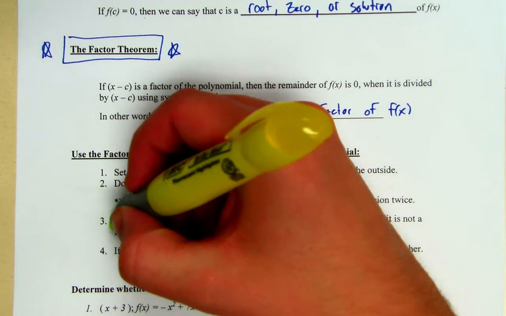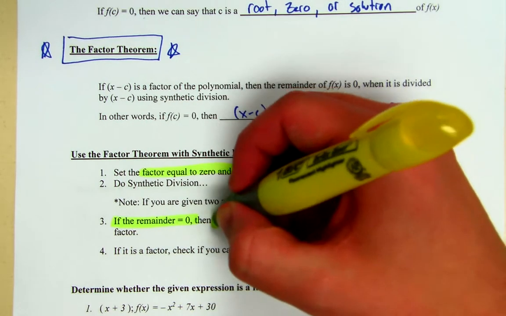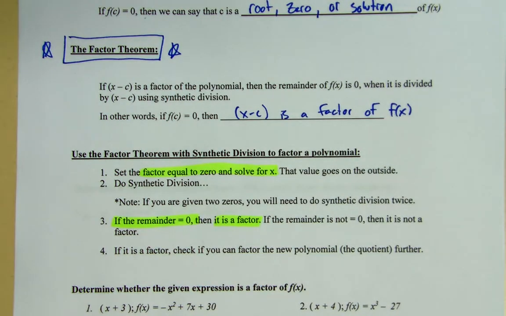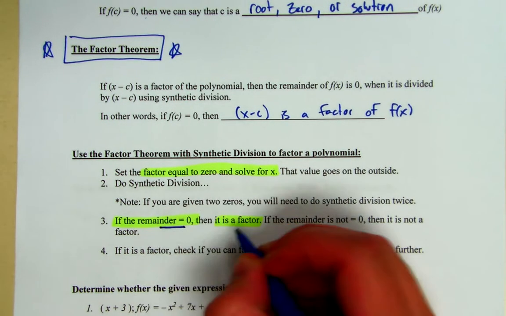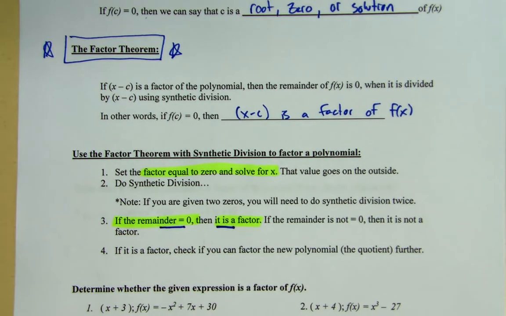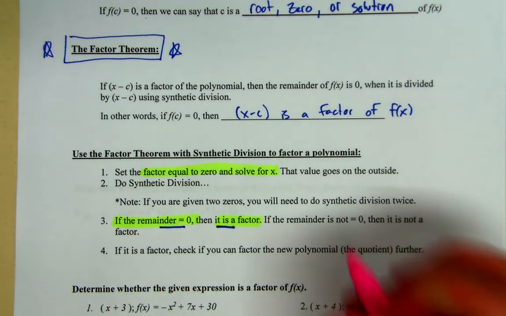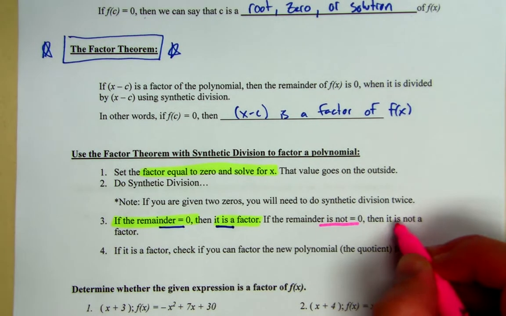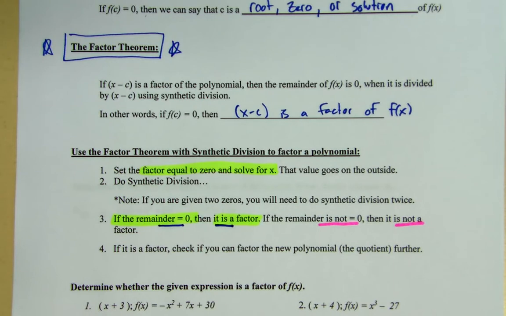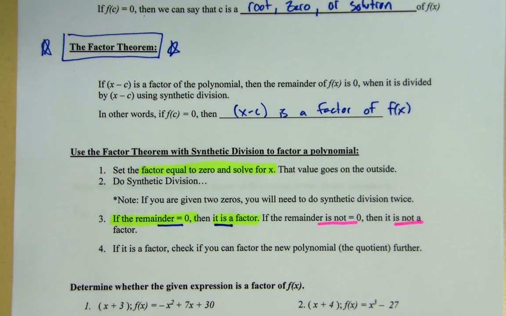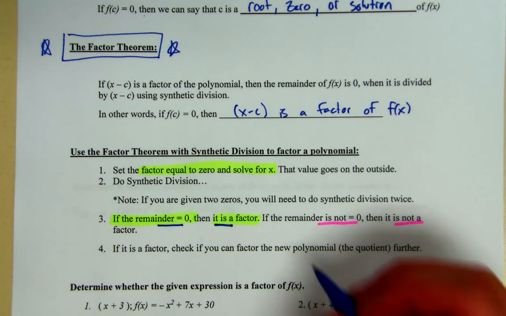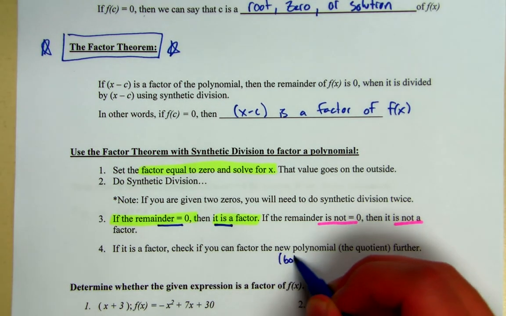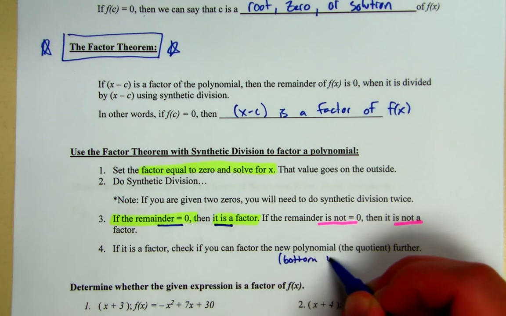If the remainder equals 0, then it is a factor. So remainder 0 is a factor. If the remainder is not 0, then it's not a factor. And finally, if it is a factor, we need to check to see if we can factor the new polynomial that comes from the bottom line of synthetic division.